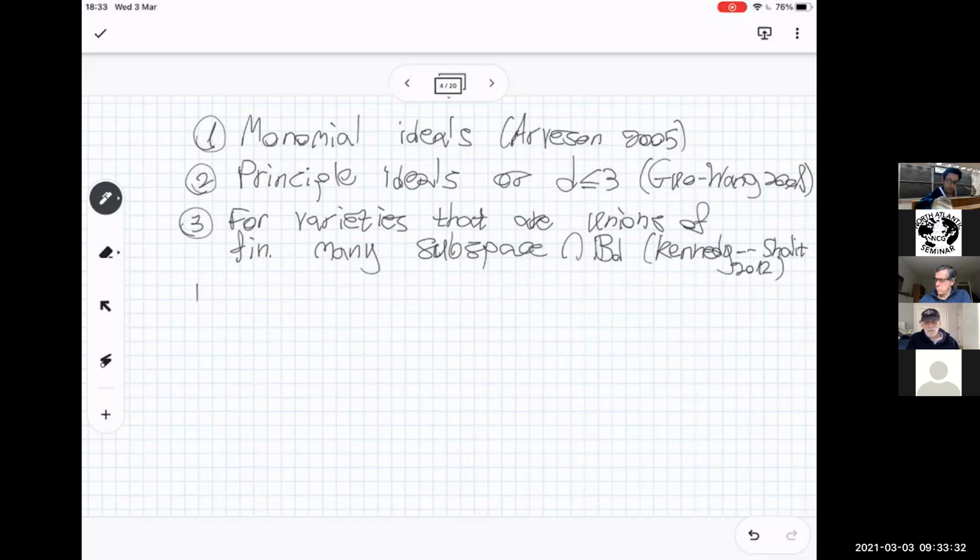And the sort of biggest advance in the verification of this conjecture was established by Engliš, I think that's how it's pronounced, and Eschmeier. So this is for varieties smooth away from 0.